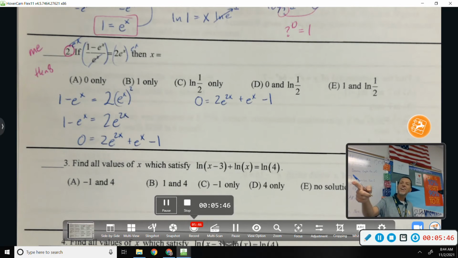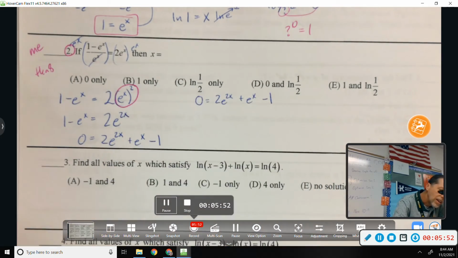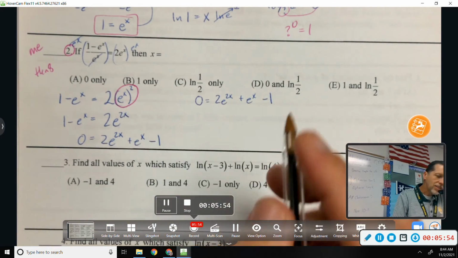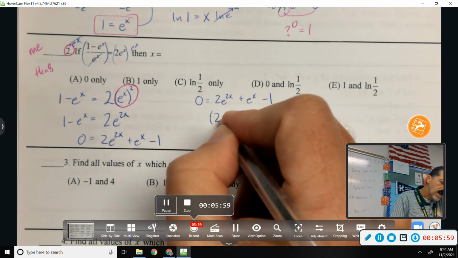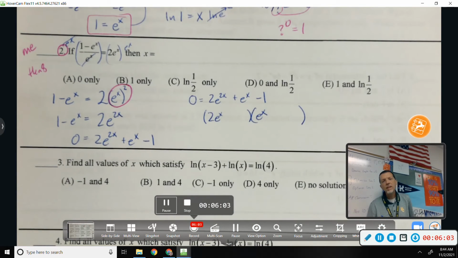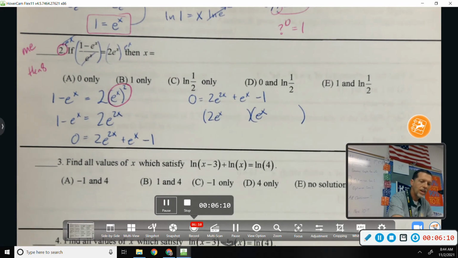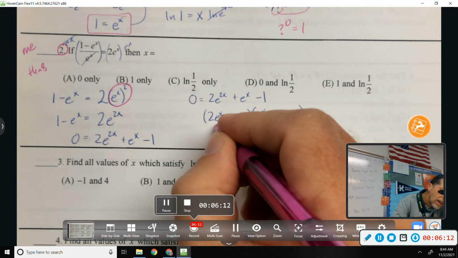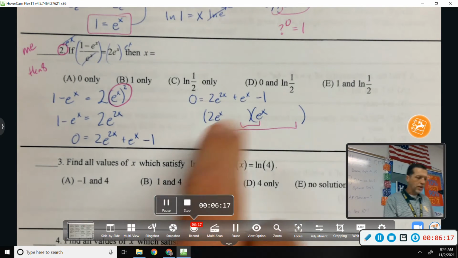We were going to factor it. And it might have been helpful to remember this: e to the 2x is e to the x times e to the x. So if I factor it like that, 2e to the x times e to the x will get me 2e to the 2x. And then is it minus 1 and plus 1? Yeah. And then the outside and inside terms are going to hopefully combine to give me e to the x.